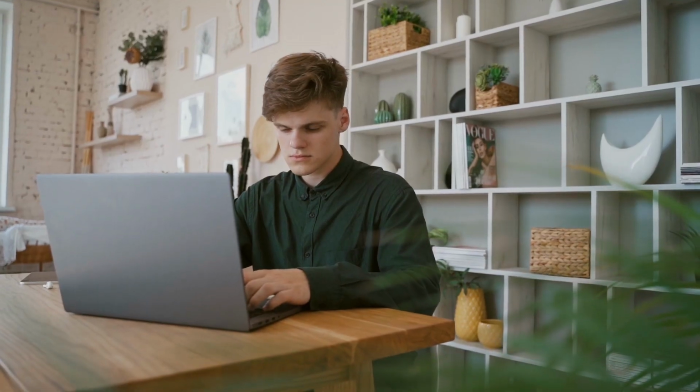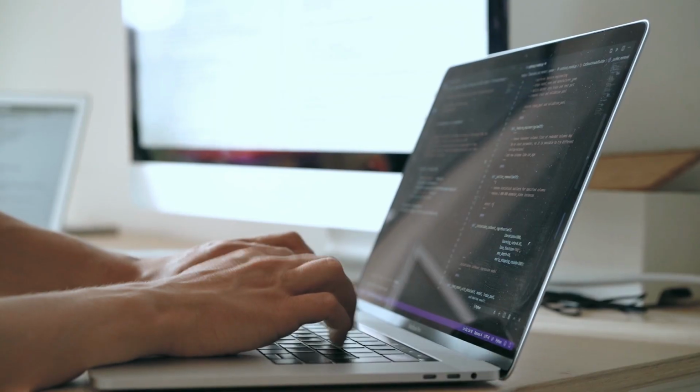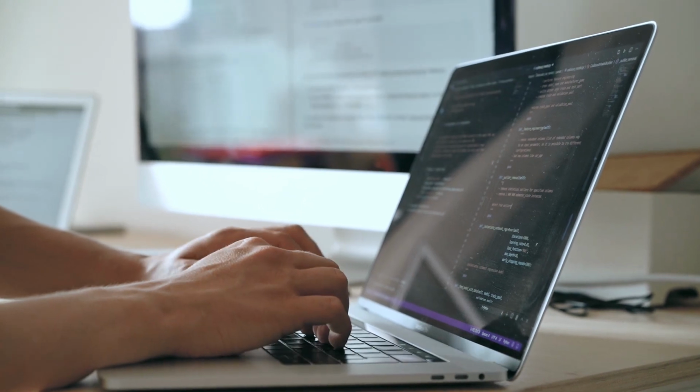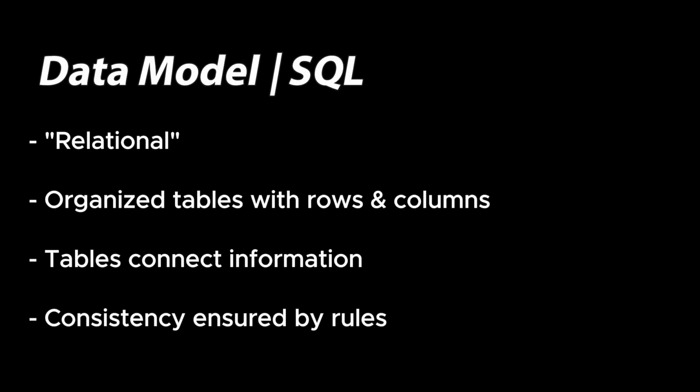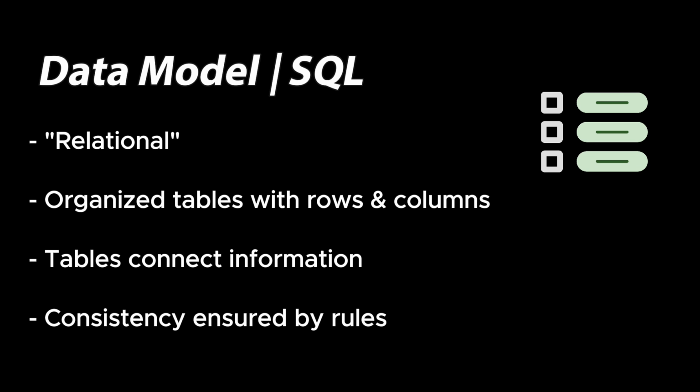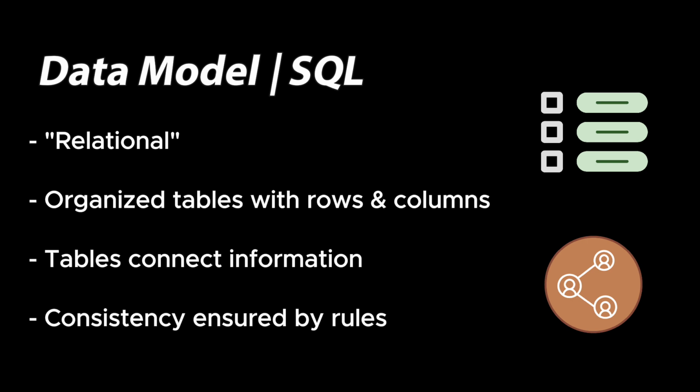So for the first main difference, data model. A data model defines the structure and relationships of the data stored in the database. SQL databases use a relational data model where data is organized into structured tables with rows and columns. What makes it relational is that you can connect or relate information from one table to another. The data is consistent by enforcing rules.